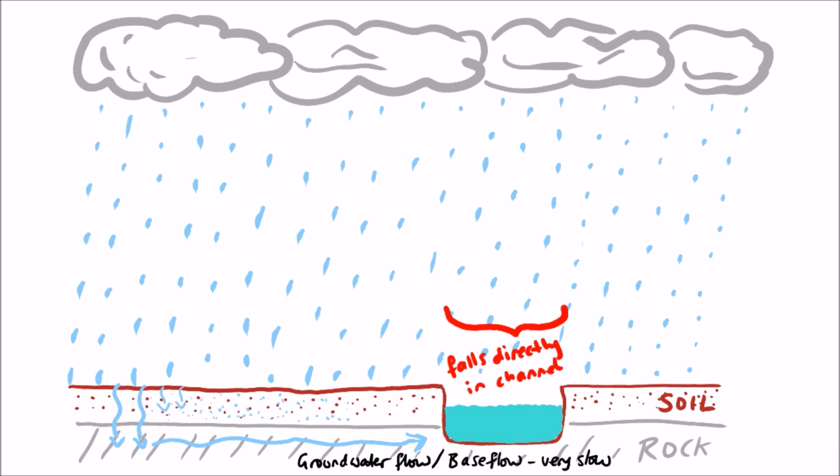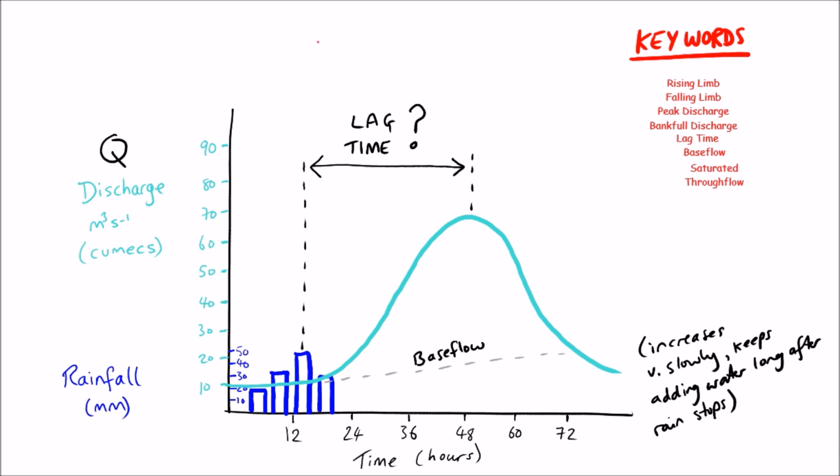As the rain keeps falling, the soil will start to fill up with water and become saturated, particularly if groundwater stores become full or if the rock is impermeable. The water will then reach the river via through flow. So let's just add that onto our graph here, and you can see this is faster than the groundwater or base flow.